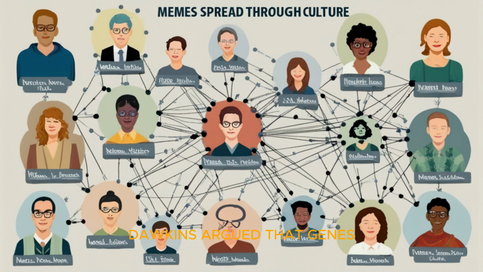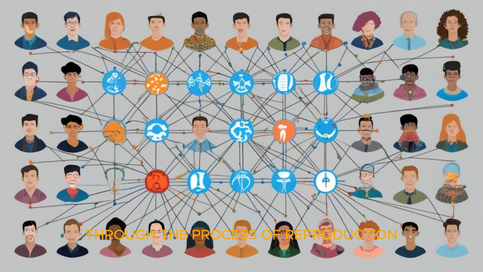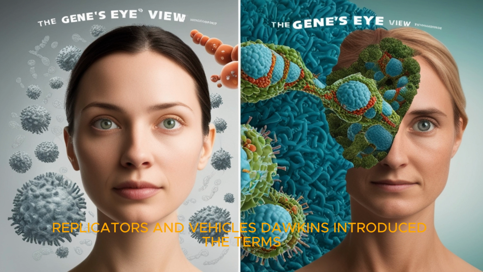The selfish gene, a new unit of selection. Dawkins argued that genes, rather than individuals or groups, are the true units of selection in evolution. Genes compete with each other for survival, passing on their traits to the next generation through the process of reproduction. This gene-centered view of evolution shifted the focus from the survival of the fittest organism to the survival of the fittest gene.